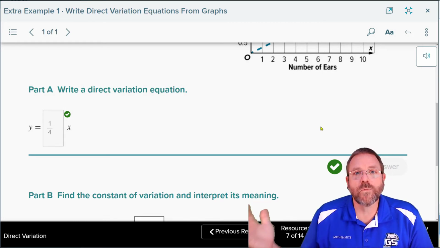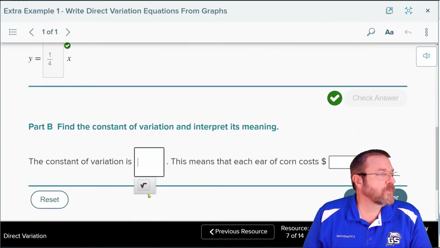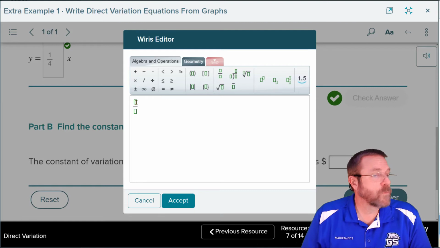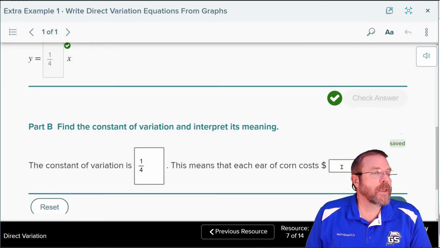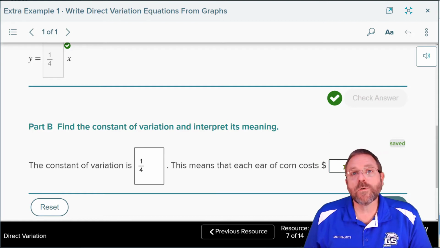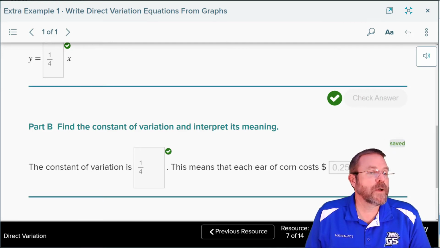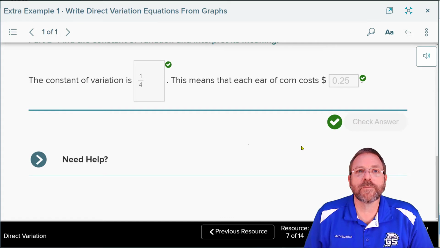y is equal to 1/4 times x. What's the constant of variation going to be? The constant of variation is the slope. So we can type in 1 over 4 again, accept that, and that means how much is each ear of corn going to cost? Well, what is 1/4 of $1? It is going to be 25 cents, and those two check. And that's all there is to doing this problem.